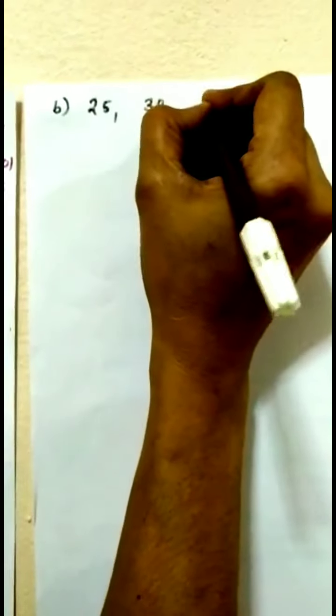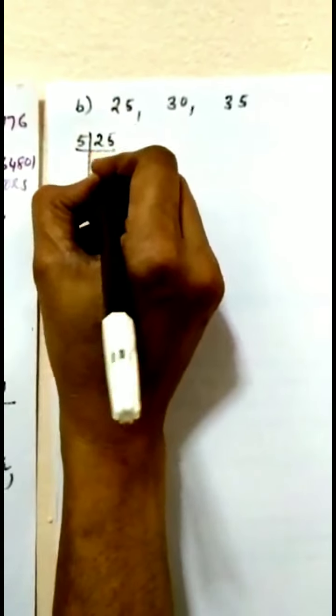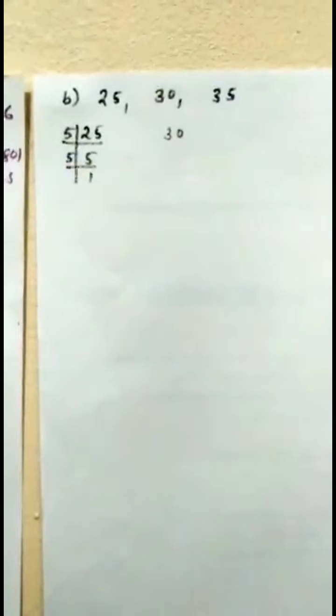Three numbers I am giving you: 25, 30, 35. The same method you can follow. 25 you do by the factors, 5 by 5, 1. 30, again by 5; 2 also is a factor, 3 also is a factor. Any number, 2 or 3 or 5, you can take. Now I took 5. 6 by 2 it is 3, by 3 it is 1. 35 by 5, 7 by 7, 1.